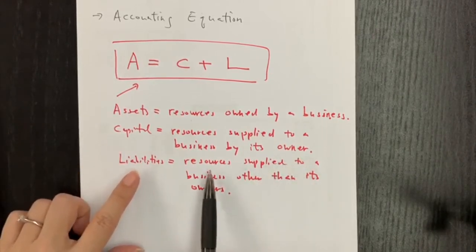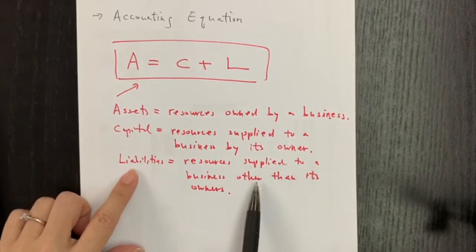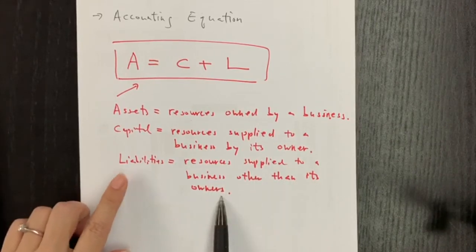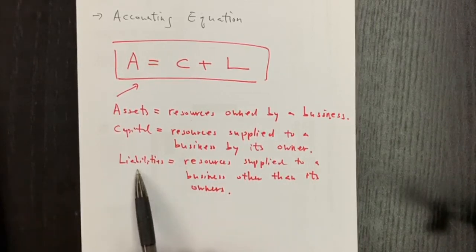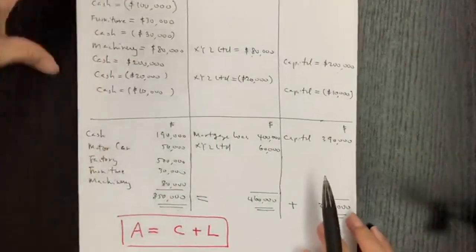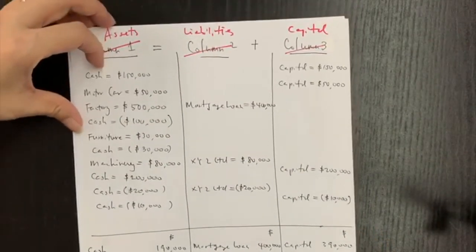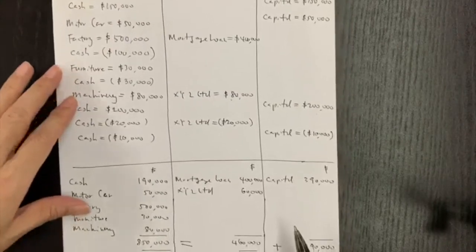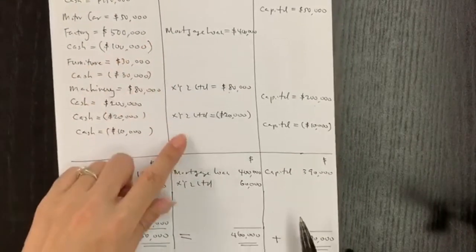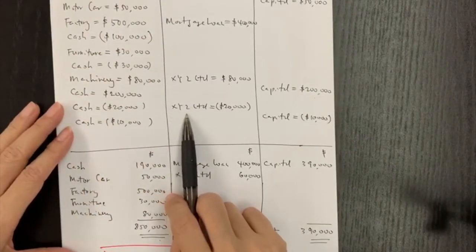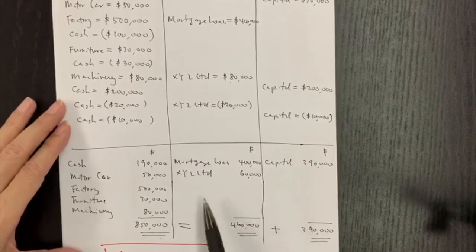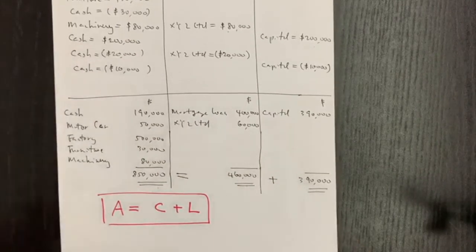What about resources not supplied by the owner, but by anyone other than the owner? Then we call it liabilities. Just like the situation in column 2, for example, we have the mortgage loan and XYZ Limited. These are examples of liabilities.